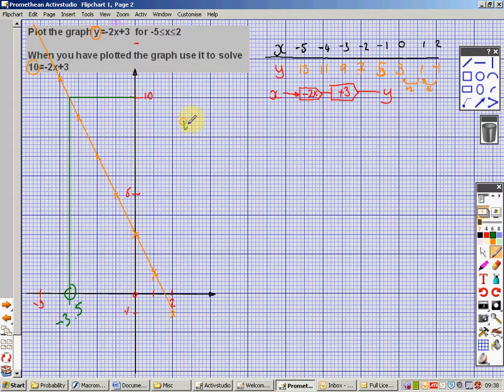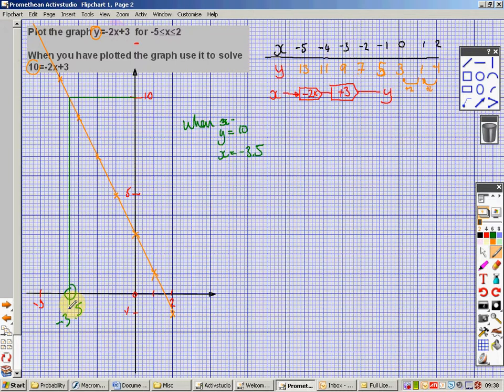So you can write here to finish it off, when y equals 10, x equals -3.5. And you've got that extra bonus mark. It's really important you draw those lines in there to show how you came by that value of -3.5.